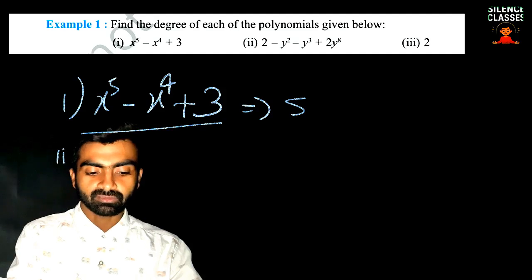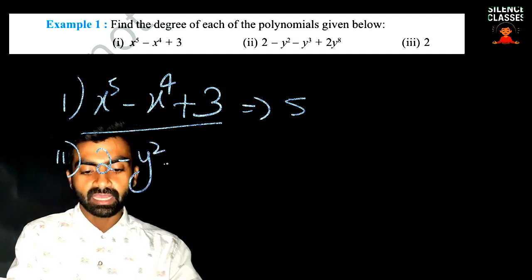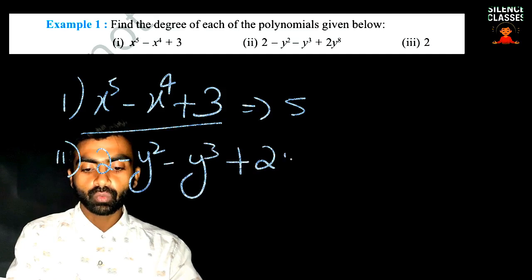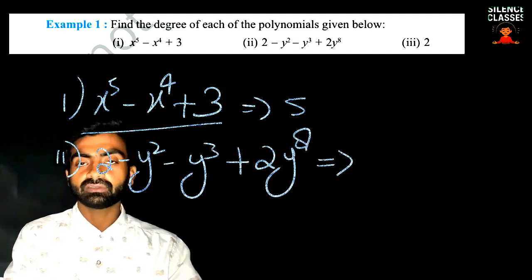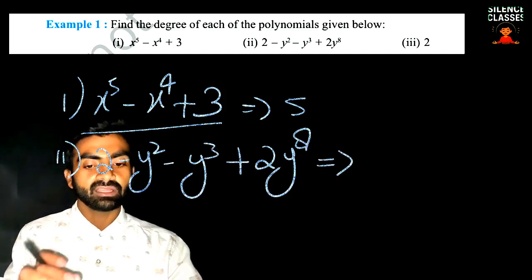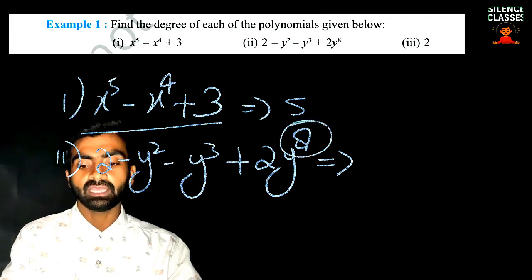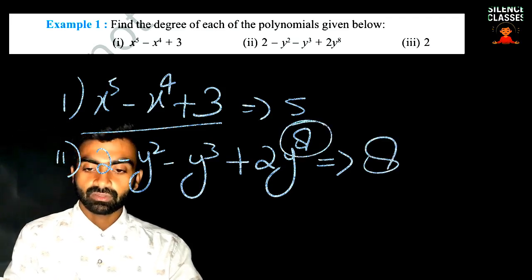Now if we talk about the second question, 2 minus y square minus y cube plus 2y to the power 8. The highest power is known as the degree. So over here the highest power is 8, so the degree is 8.